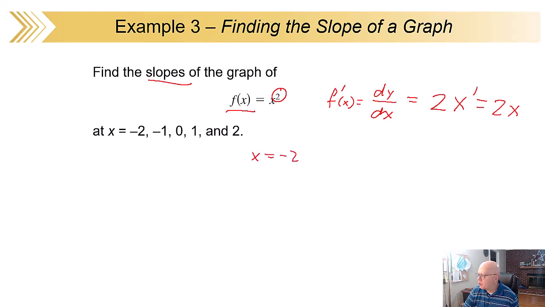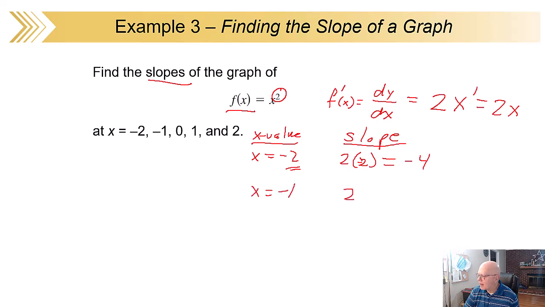Now what are the slopes? X equals negative 2, x value, and what is the slope here? All we have to do is take that 2x. We're talking about an x value of negative 2, there we go. And what's that give me? Slope of negative 4. How about the next one? X equals negative 1. Slope is 2x. The x value is negative 1, and the slope is negative 2.